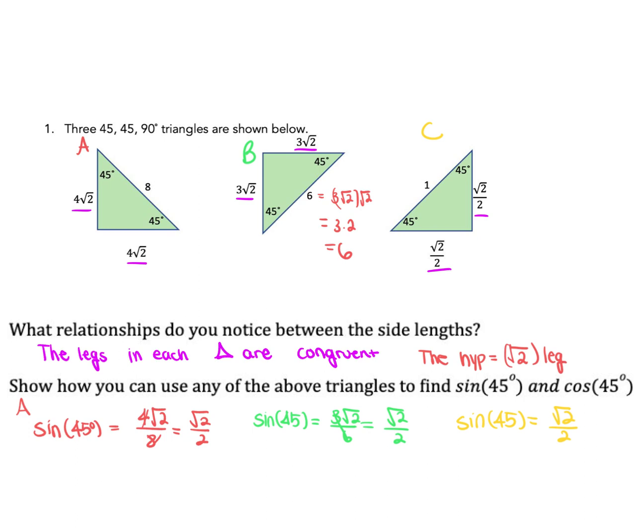Now let's do cosine of 45 degrees. So again, if we do triangle A, I'm going to do it in the same color. Cosine of 45 degrees is going to be 4 radical 2 over 8, which is radical 2 over 2. Now let's try the second triangle. So we'll see here that cosine and sine of 45 degrees, no matter what triangle, will always be the same.